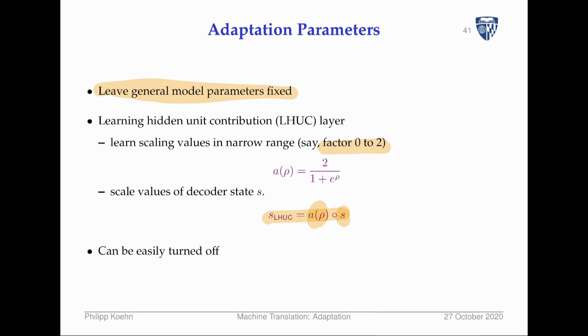So how do you keep the values in the range of 0 to 2? Well, with this kind of formula here. If this is your parameter, and you apply this formula, this ensures that the values are only in the range between 0 and 2. If this goes to infinity, the overall value becomes close to 0, and if this goes to 0, then the overall value here becomes 2. The nice thing about this is that it can be turned off and turned on at will. So you can also have several of these sets of parameters for different personalized domains.